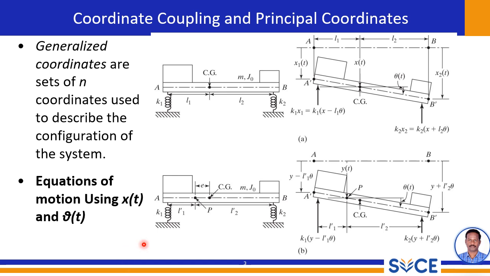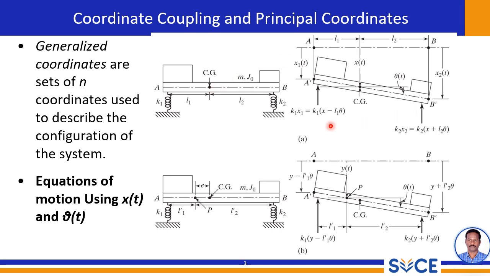Here we have a system consisting of mass m with moment of inertia J naught. It is connected to two springs, K1 and K2, at points A and B respectively. The distances from the center of gravity to these points are L1 and L2. We are interested in this system's motions. We define x(t) as the linear displacement of the center of gravity and theta(t) as the angular displacement.